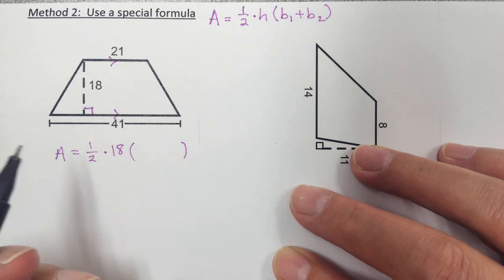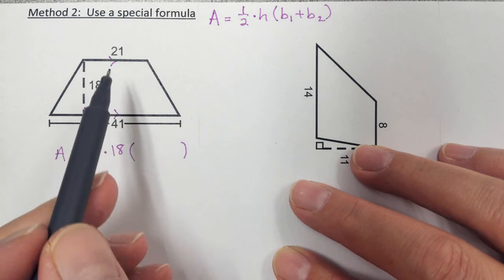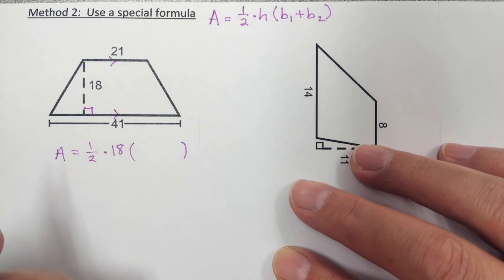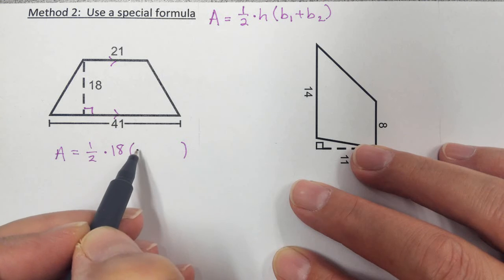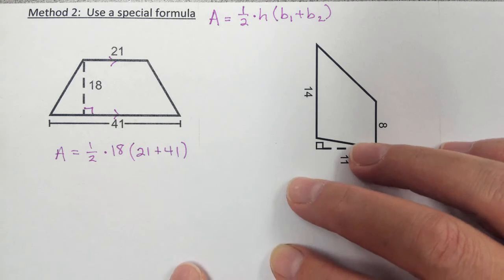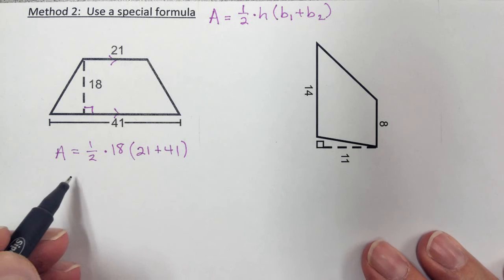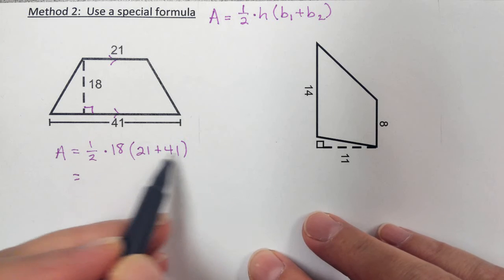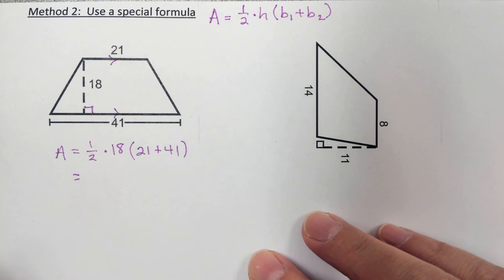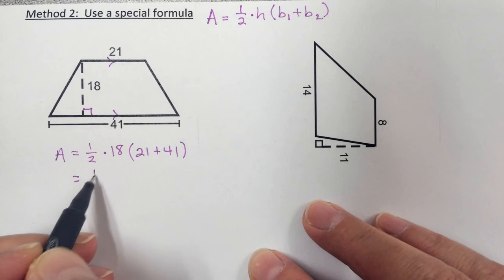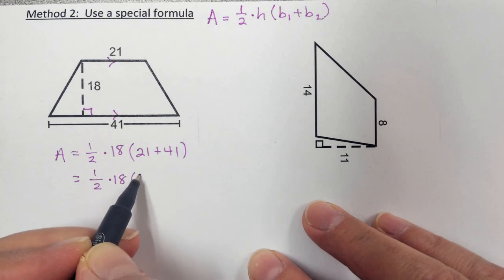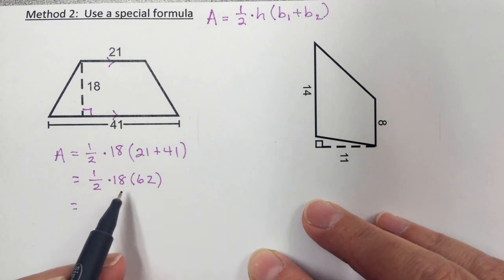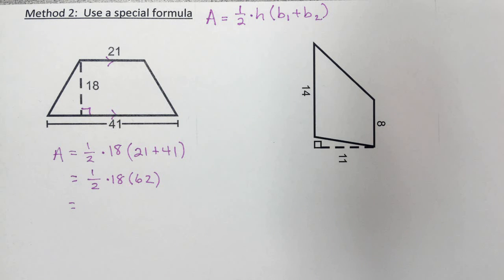And then in parentheses, the sum of the two bases. So you could do 21 plus 41, or you could do 41 plus 21. It doesn't matter, the sum is the same in any order. So 21 plus 41 will work just fine. Now, if you opt to do this without the calculator, then you need to make sure you add what's in parentheses first. Order of operations says do what's in parentheses first. So 1/2 times 18 times 62. Then you can do half of 18 is 9, and then 9 times 62 to finish it up.